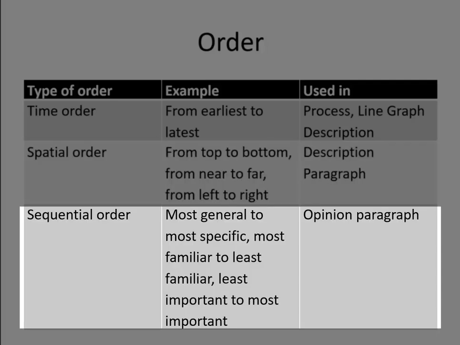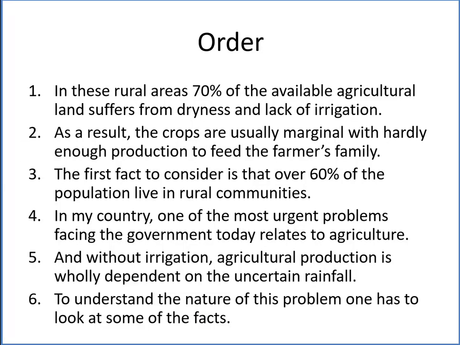And then a third way of ordering things can be sequential ordering. For example, most general to most specific, most familiar to least familiar, least important to most important. Here's a passage to practice ordering. Pause the movie while you place these sentences in the sequence which makes the paragraph most coherent.